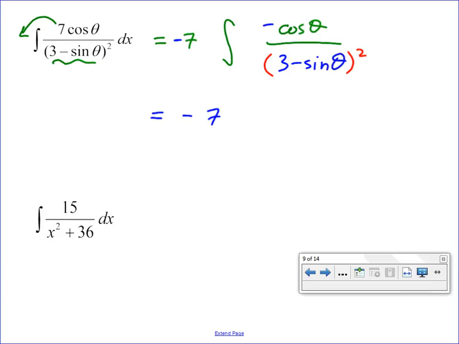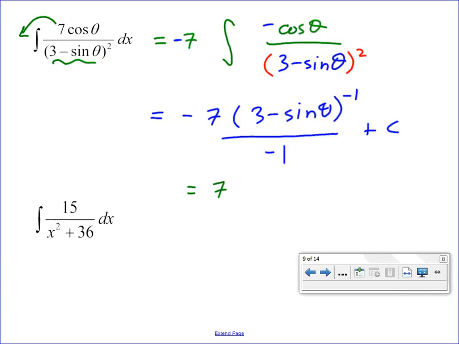The 7 sticks around for the party. I'm ready to go with the power rule. I know my current exponent is negative 2, so I'm going to add 1 to the exponent. That's 3 minus sine theta to the negative 1, and divide by the new exponent. When I divide by negative 1, I go ahead and cancel out: negative over negative is positive. So don't I get positive 7 over 3 minus sine of theta plus C?